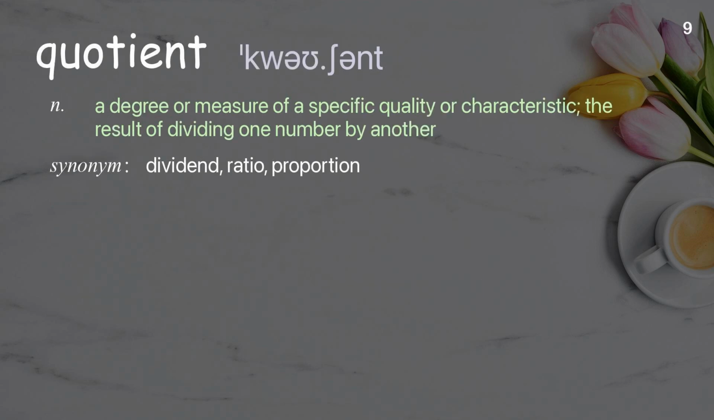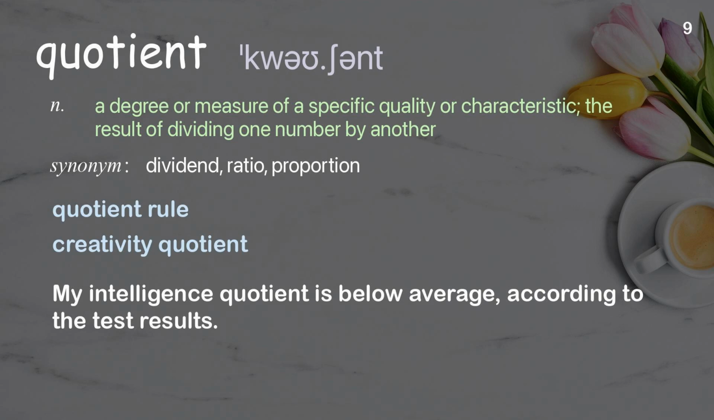Quotient. A degree or measure of a specific quality or characteristic, the result of dividing one number by another. Examples: Quotient rule. Creativity quotient. My intelligence quotient is below average, according to the test results.